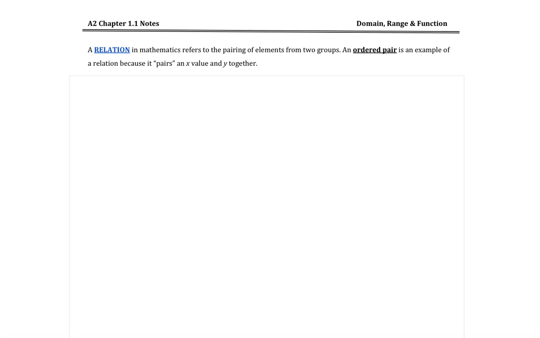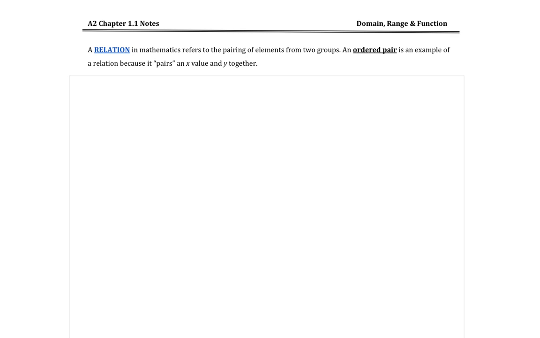Right, Algebra 2, 1.1 notes. We're going to cover domain, range, and what is a function. So we're going to start with this idea of a relation. A relation in math refers to just the pairing of elements from two groups. We usually work with X and Y.